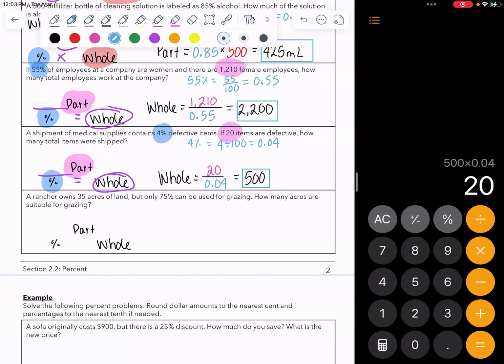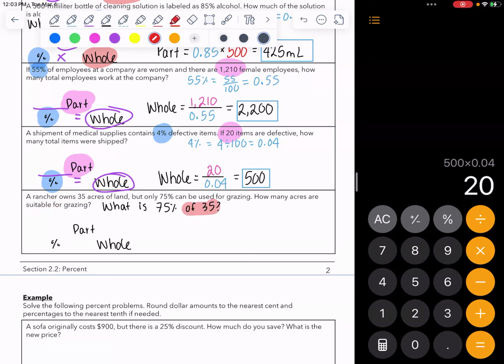A rancher owns 35 acres of land, but only 75% can be used for grazing. How many acres are suitable for grazing? So there's a total of 35 acres of land. Only some of it can be used for grazing. So we're trying to find a part, right? How many acres are suitable for grazing? We have a total. We have 35 total acres. But what we're asking is, what is 75% of 35 is really the question there.